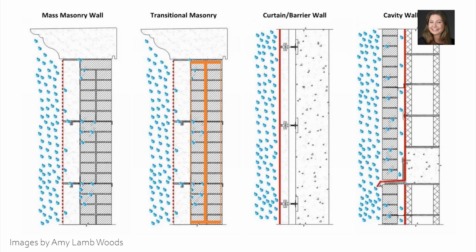Barrier walls were originally intended not to allow any water in. We know that's not true. So these have a high level of maintenance as well. And then cavity walls were designed to allow a little bit of residual water in and then get that water back out through proper flashing systems.